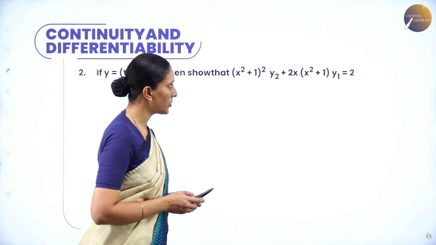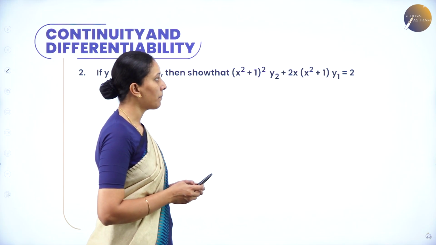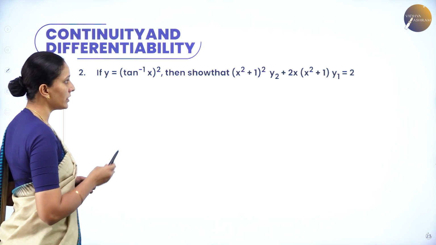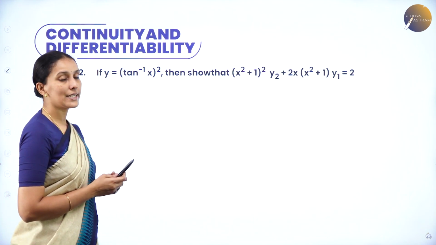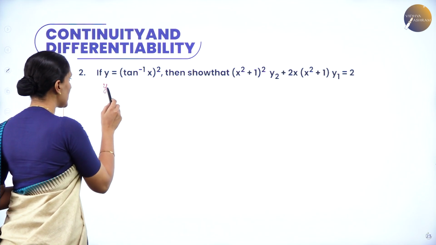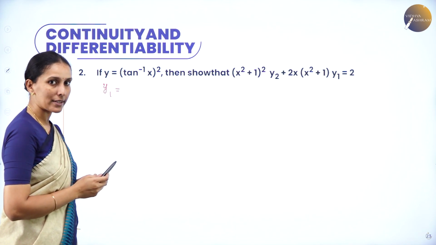Second question. If y is equal to tan inverse x whole square, then show that x square plus 1 whole square y2 plus 2x times x square plus 1 times y1 is equal to 2. So now let us take this function. Again we have the first order and second order in the form of y1 and y2. So let's take y1, that is deriving with respect to x.